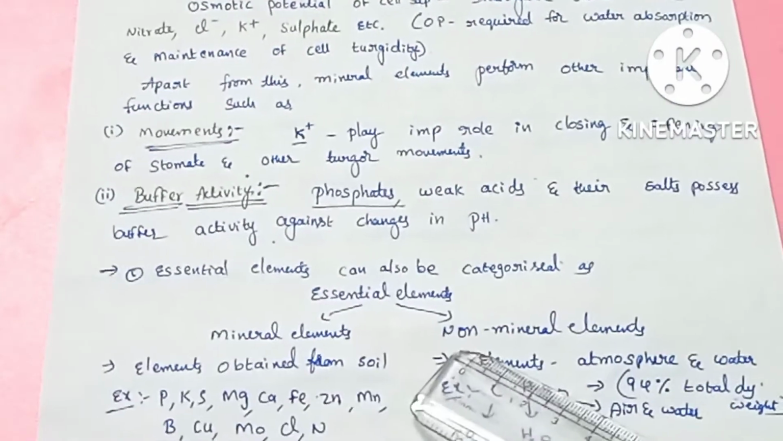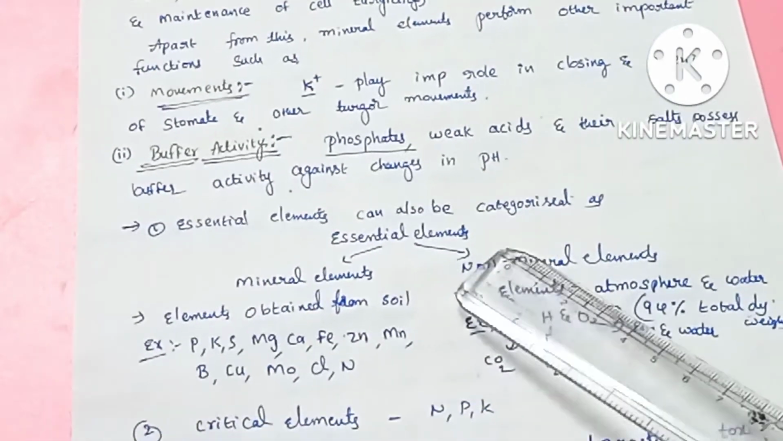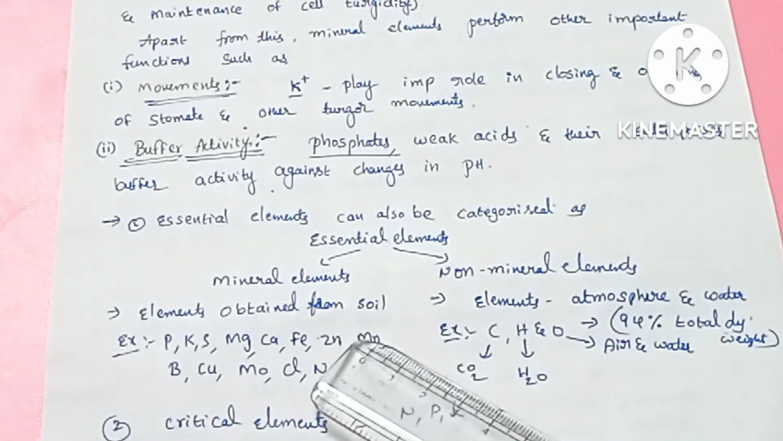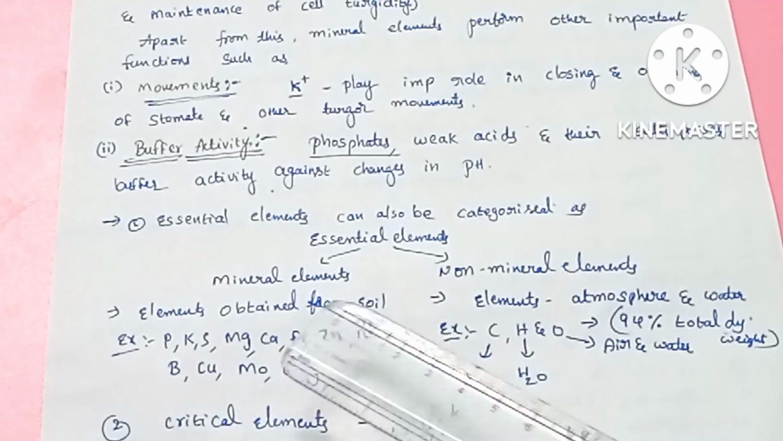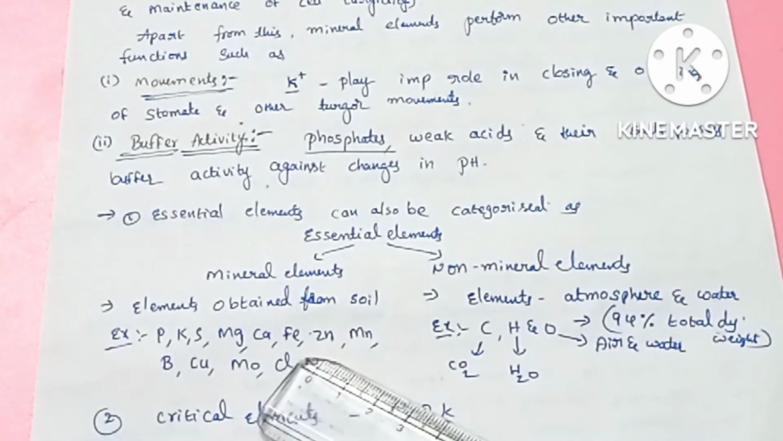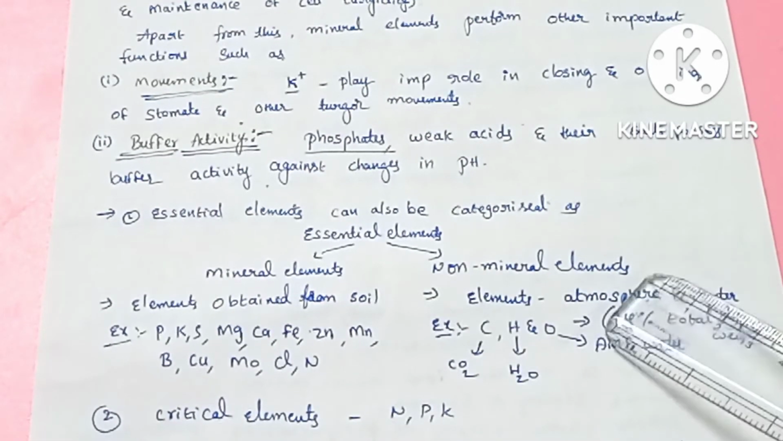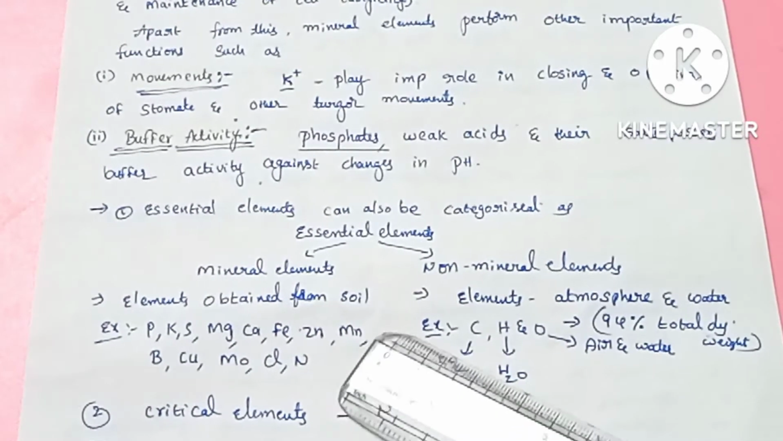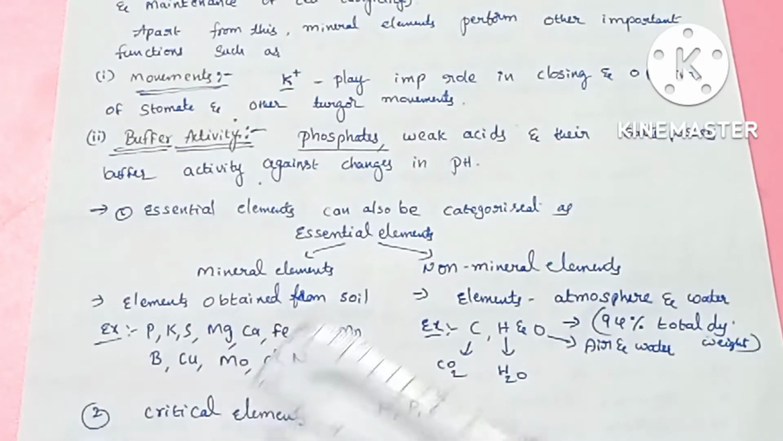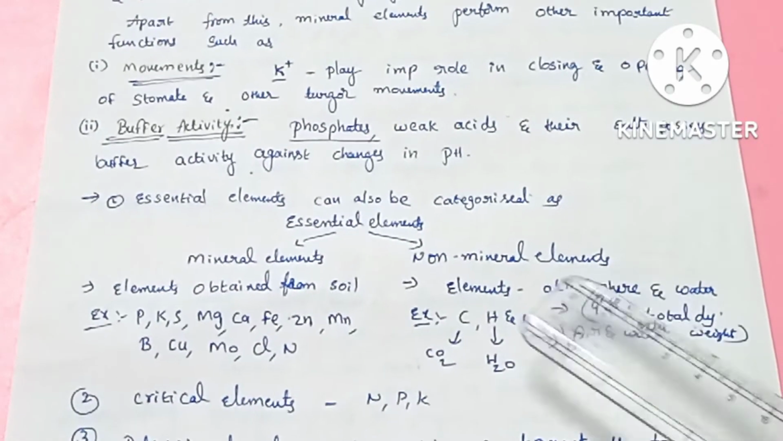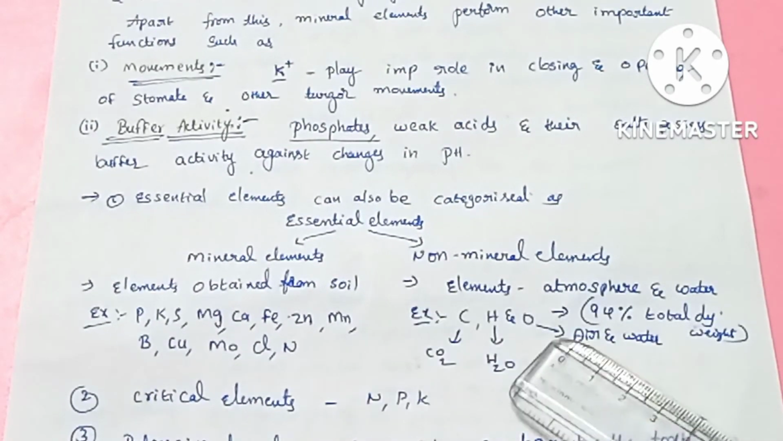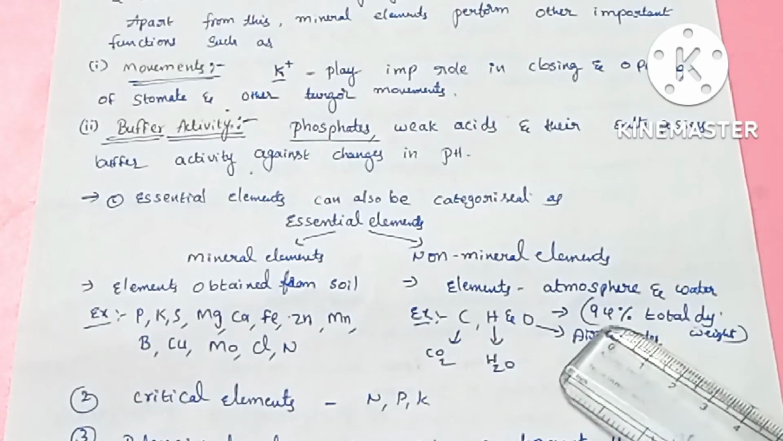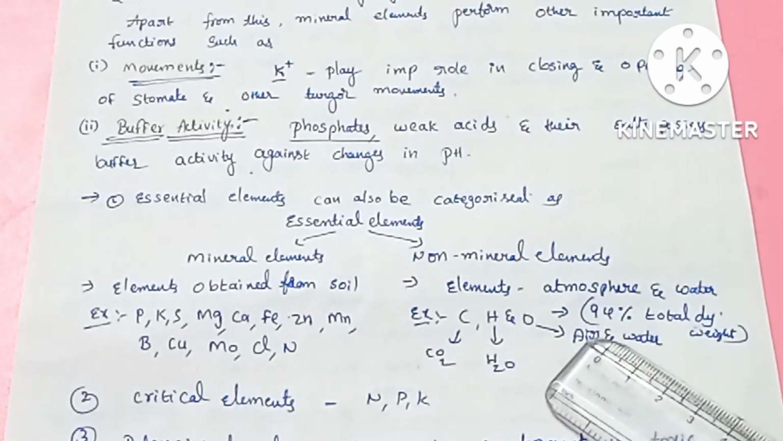And essential elements can also be categorized into two categories on the basis of their availability. Some essential elements are available in the soil and some essential elements are available in the air or water. So based on the availability, they were classified into mineral elements and non-mineral elements. The elements which are not available in the soil are called non-mineral elements. That means they are available in the water and atmosphere.